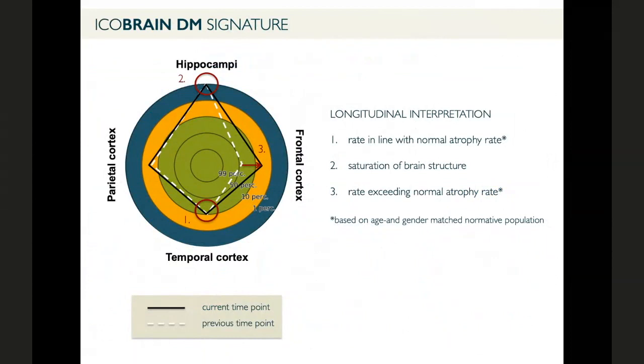We can even go and look closer at all the 4 points and distinguish 3 different scenarios. The first scenario is overlapping lines, which indicate that the rate is in line with the normal brain volume change rate. The second situation is actually a saturation of the brain atrophy in this structure. And the third scenario is really a clear shift towards the outer circle of the second time point, indicating a rate exceeding what we normally would expect in a healthy age and gender matched normative population.